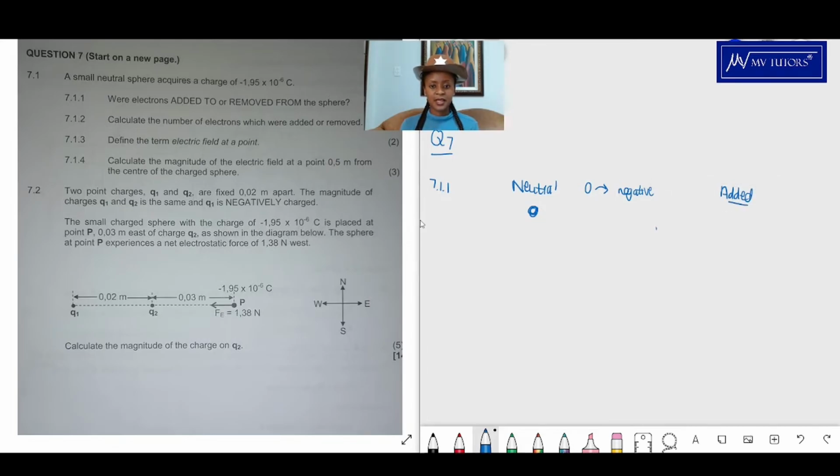Okay, what did I do now? All right, in 7.1.2, calculate the number of electrons which were added or removed. Okay, so the calculation, I don't know if they have the formula on the formula sheet. I don't have it with me now. But if you want to get the number of electrons, basically you're going to get the charge of the sphere or whatever object they've given you, and then you're going to divide it by the charge of an electron. I know that the charge of the electron is actually given in the formula sheet, but the charge that they gave us there, you have negative 1,95 times 10 to the power negative 6 coulomb. And the charge of an electron, if I remember correctly, it is negative 1,6 times 10 to the power negative 19. Okay, yes, it is.